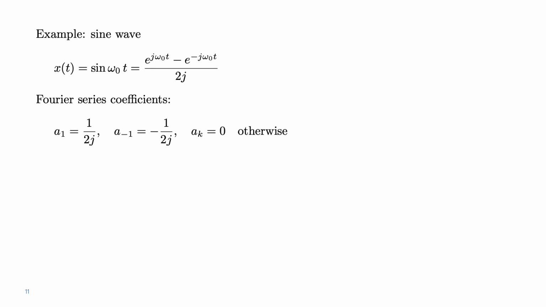Let's now see another example, which is the sine wave. It's a very simple one, but it could be very useful. So if our signal x of t is the sine of omega 0 t, we know we can write this as a difference of complex exponentials, such as e to the j omega 0 t minus e to the minus j omega 0 t over 2j, right? And from that, we know that we can, just by simple inspection, obtain the only two non-zero Fourier series coefficients, a1 and a minus 1, which are 1 over 2j and negative 1 over 2j. All the other coefficients are 0.